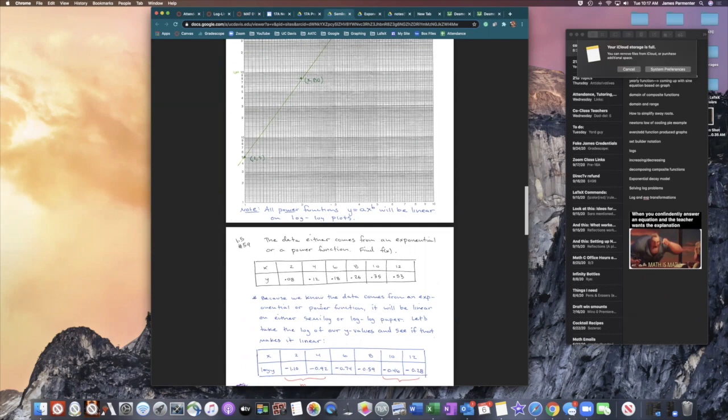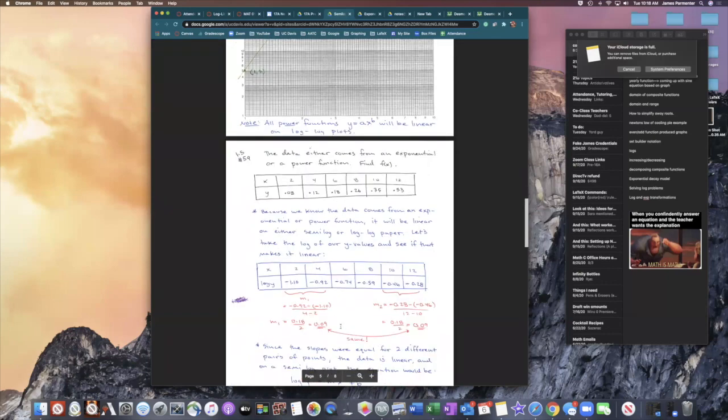Because we know the data comes from an exponential or a power function: a power function is linear if it's log-log, and an exponential function is linear if it's semi-log. So we can use that knowledge and take the logs of the y values to see if that makes it linear. You can literally get out your calculator: log of 0.08 is approximately negative 1.10, and log of 0.12 is about negative 0.92, and so on.